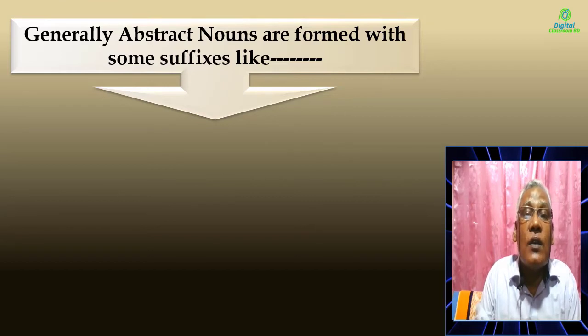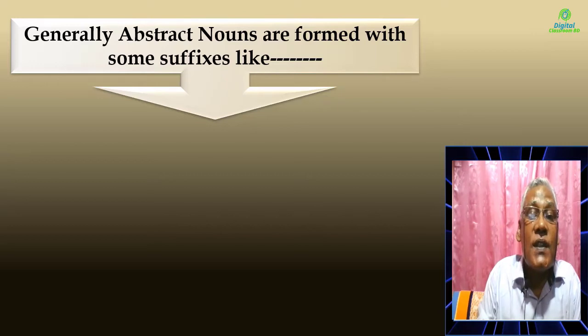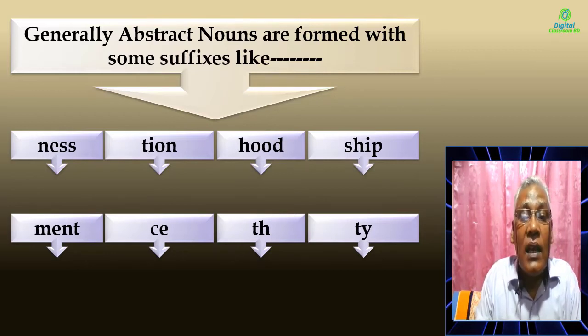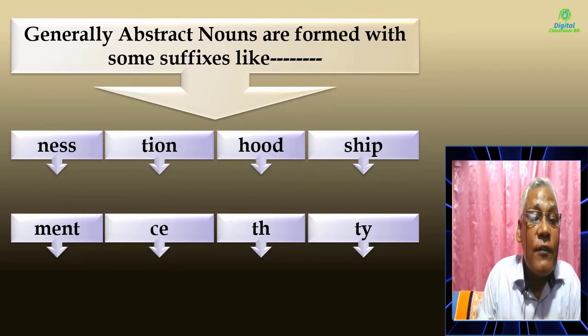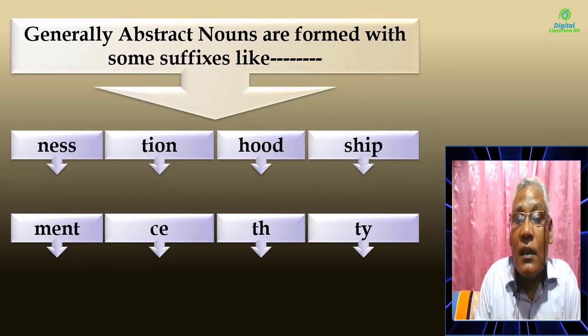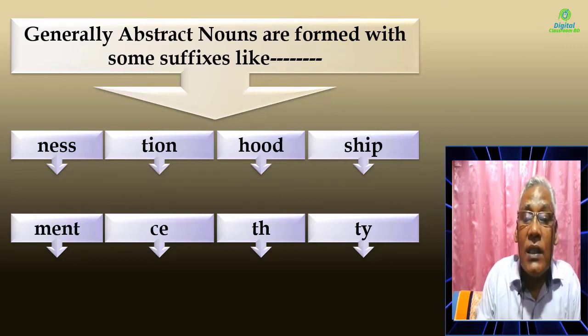Generally, abstract nouns are formed with some suffixes. You know suffixes? Yes. So, if we want to form any noun, you can add some suffixes. Generally, abstract nouns are formed with suffixes like these: ness, N-E-double-S, then T-I-O-N, then hood, ship, S-H-I-P, and then ment, M-E-N-T, and then C-E, next T-A-S, and the last one is T-Y. Okay, look at the words, please.